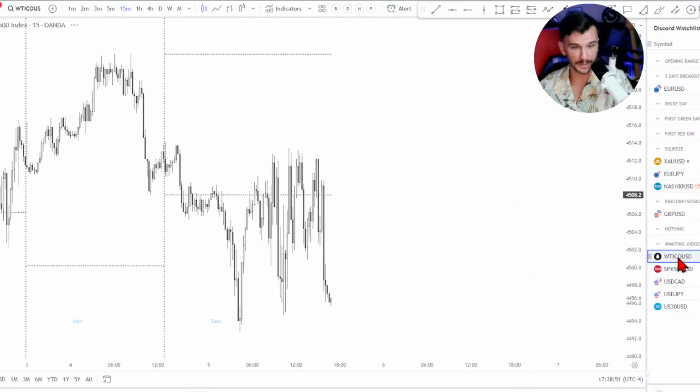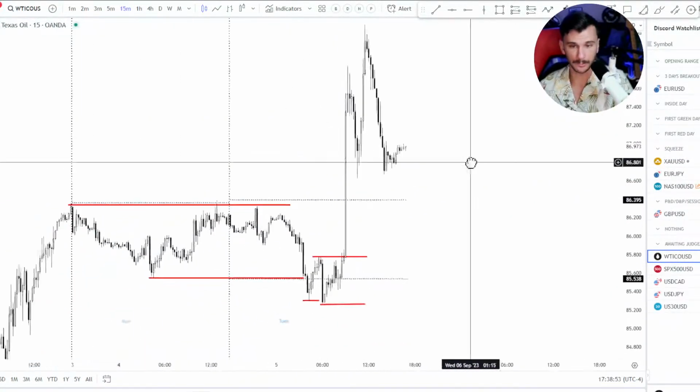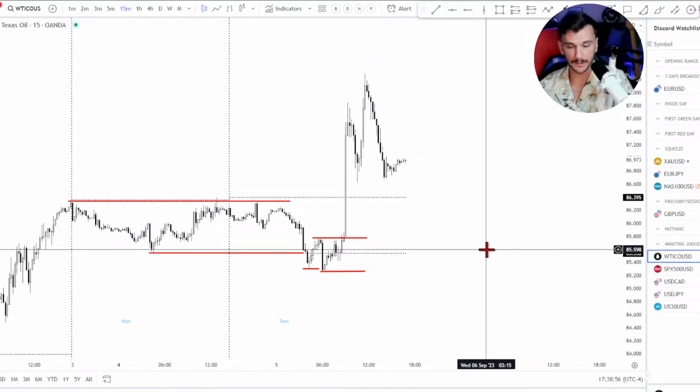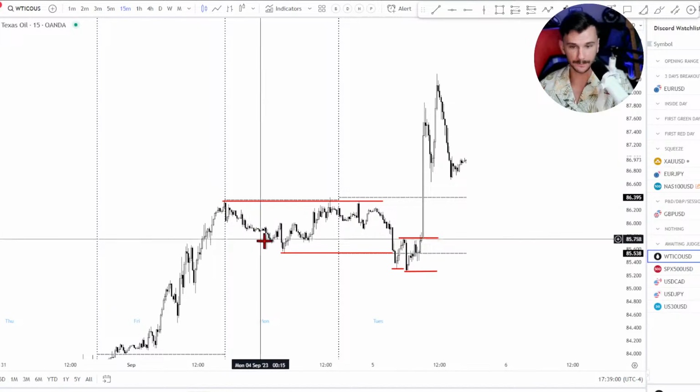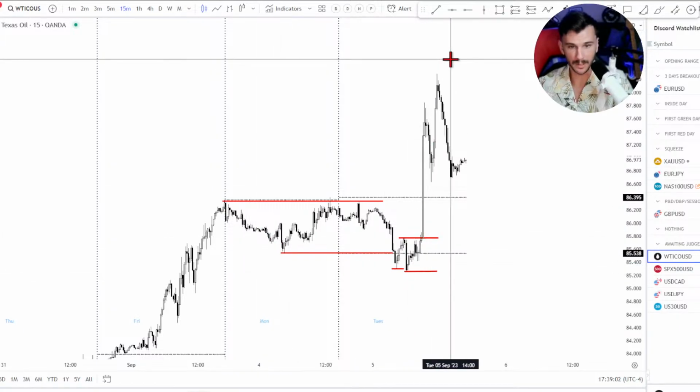Okay, but that does mean that there's probably something cooking. Oil was insane, like you said. Stop hunt low, rise. Big move up. We had a high. Now we have a low. Now we have a higher high.